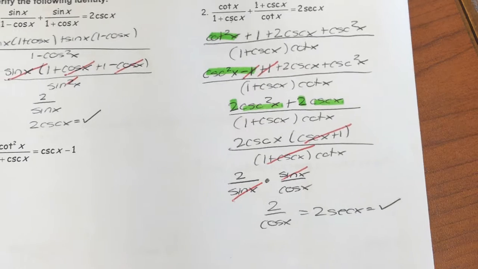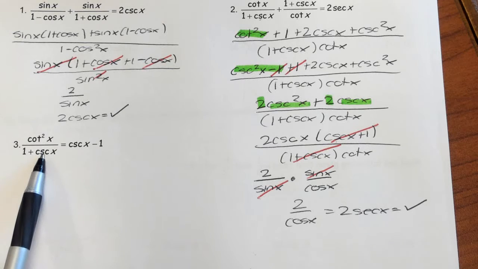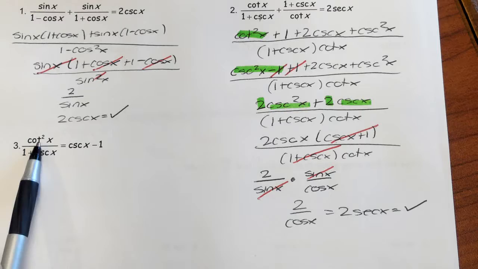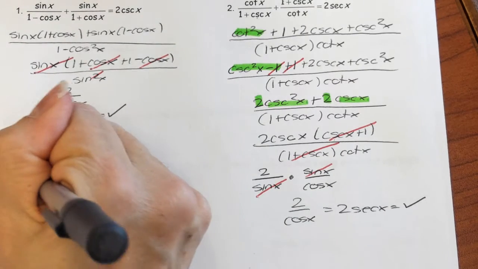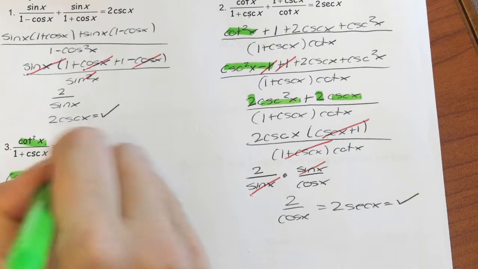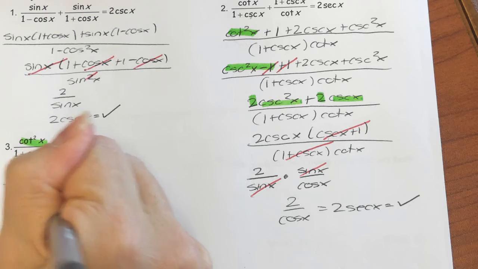All right, last identity on this page, I have number 3. So again, on this one, I'm not adding fractions. I have a fraction. What I do notice is that this is a Pythagorean identity that involves cosecant, so that might be helpful to put in there. So cotangent squared is the same thing as cosecant squared x minus 1. So I replaced this with this, and then I have 1 plus cosecant x.